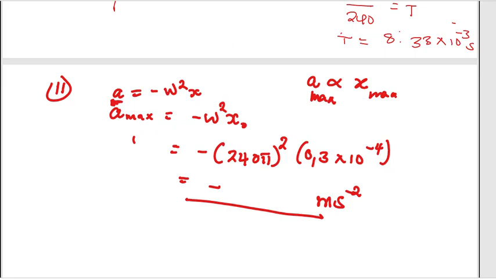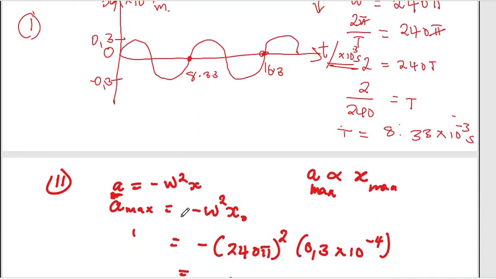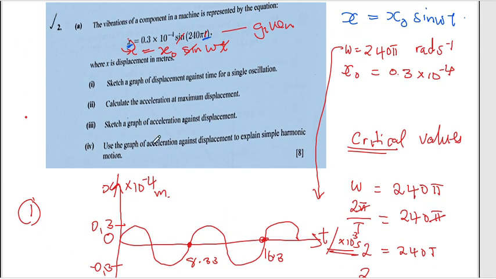If I press my calculator, the value that I am getting is 17.05 meters per square second. So this is the maximum acceleration. It's all about you knowing the definition of simple harmonic motion.